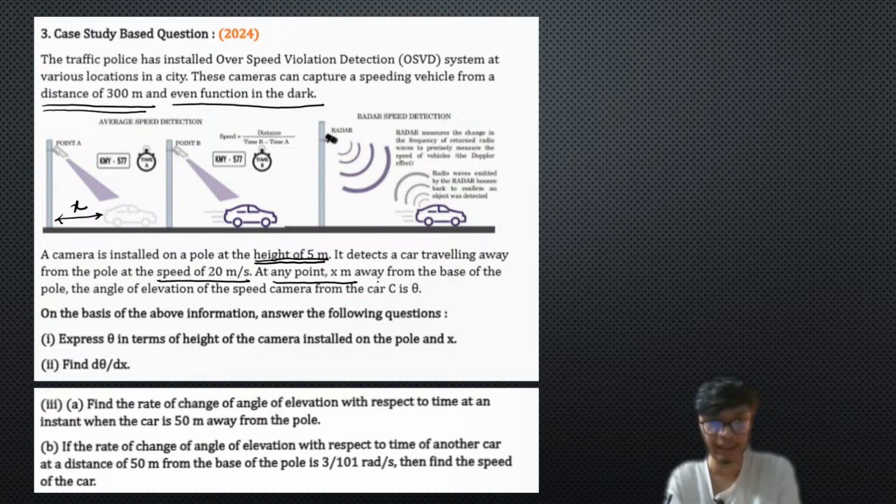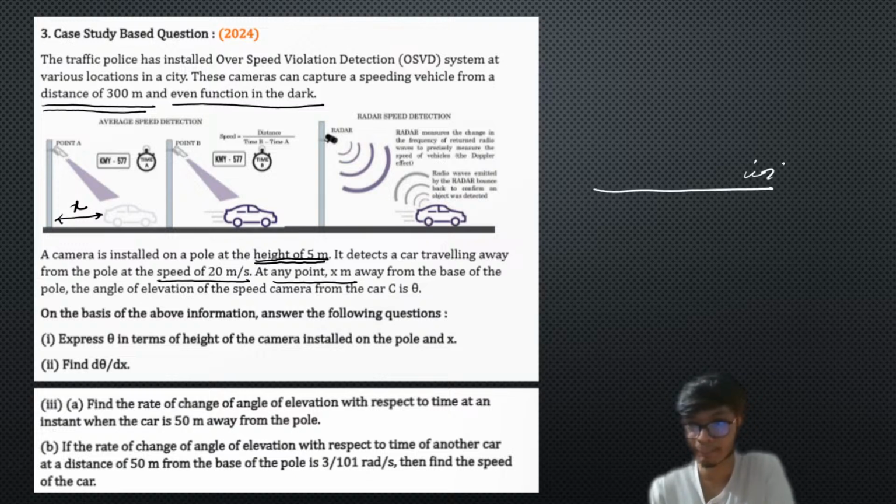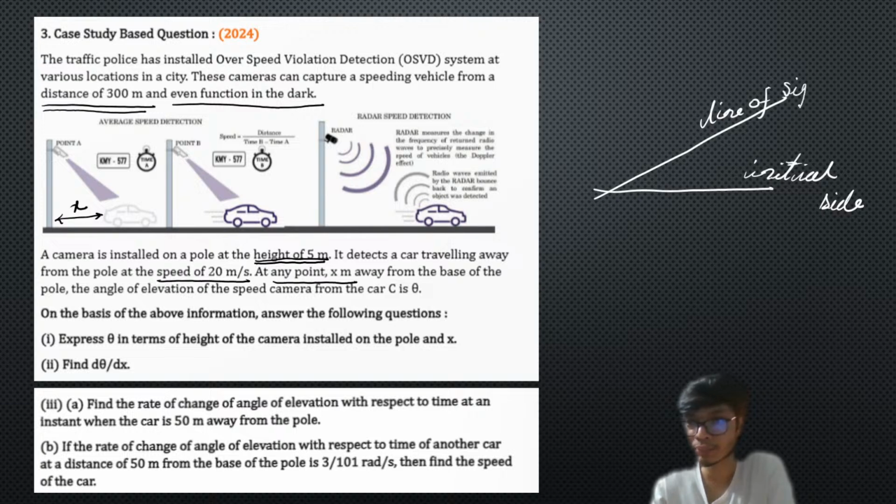So what is meant by the angle of elevation here? Let us look at the primary focus or definitions of the initial trigonometry, the application of trigonometry, and angle of elevation. For example, this is our initial side. With respect to the initial side, if we are looking at some other point, this line is called the line of sight, because we are looking. With respect to one fixed base, we are trying to analyze a particular object. So this is our line of sight.